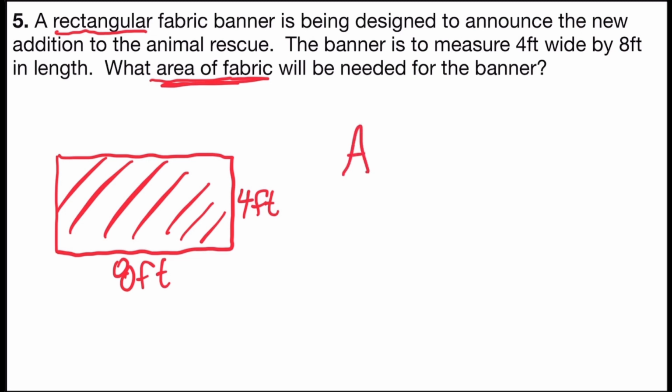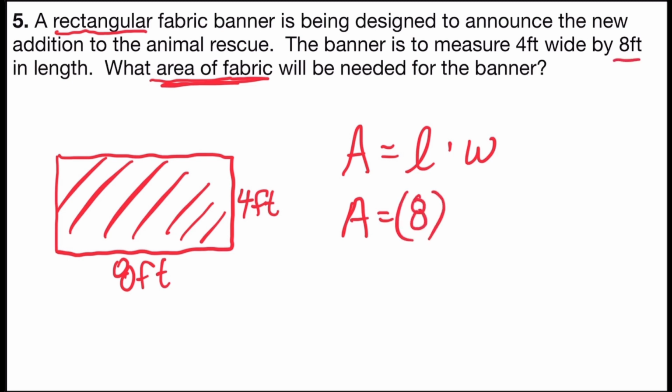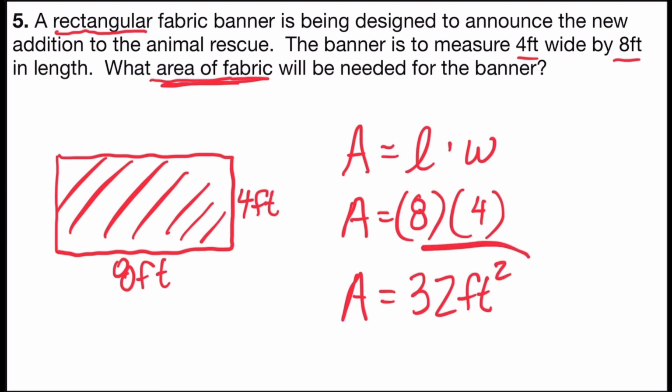Area of a rectangle is equal to length times width, and so all I'm going to do is substitute. The area will be equal to the length of the banner, 8 foot, and the width of the banner is 4 foot. And so if I multiply that together, the area of fabric that will be needed, 8 times 4, is 32 square feet.